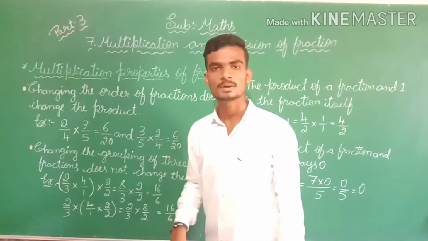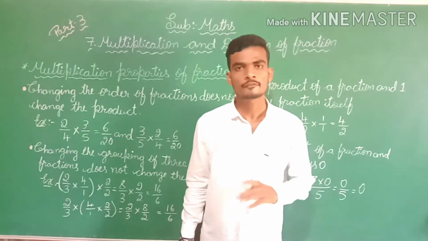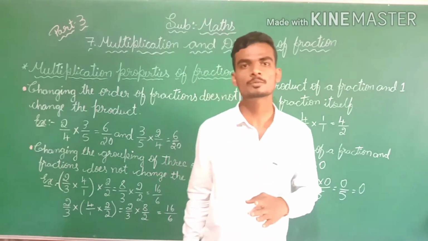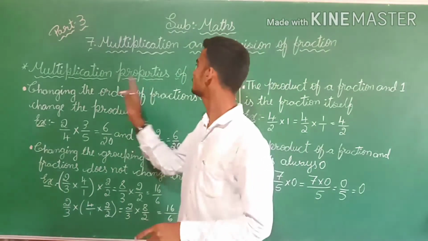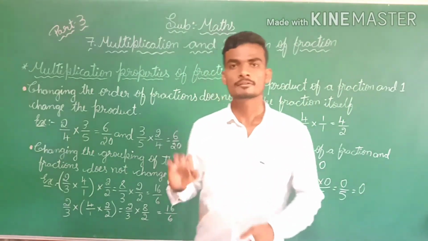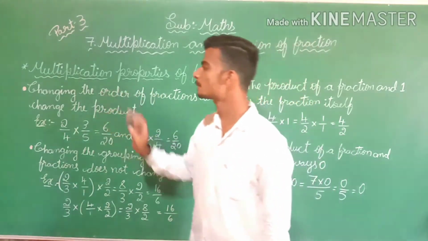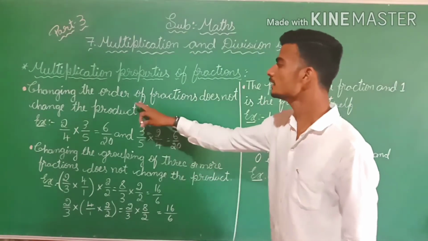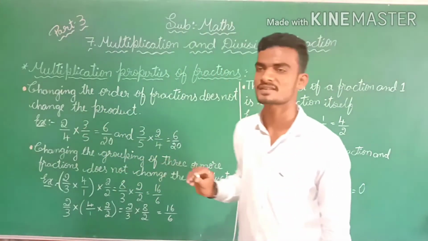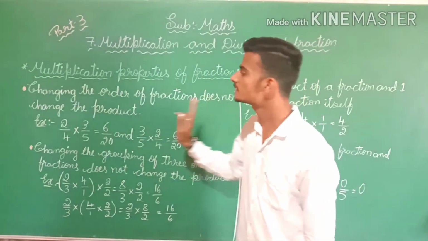Here, in the multiplication properties of fractions, you will see four properties. Those four properties have to be followed while you are multiplying fractions. Let us discuss all four properties one by one. The first property is: changing the order of fractions does not change the product.